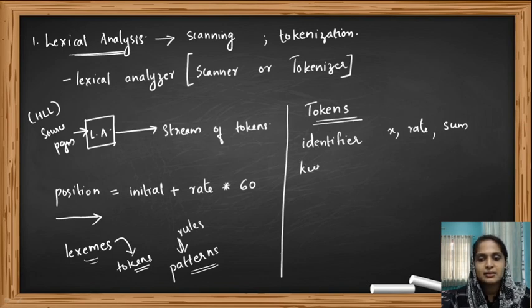Now, keywords are a type of token. Keywords means the words which are predefined. For example, int. Int is a keyword which is a data type. Float is a keyword.